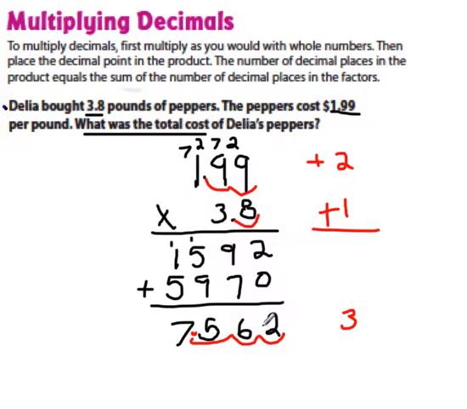So my answer is 7 and 562 thousandths. But because we're talking about money, because we're talking about cost, we can't have it with 3 decimal places. So we have to round off and come to the smallest number here. So my answer is going to be with 2 decimal places. So I have to look at this place value right here, and that's going to determine whether the 6 stays 6 or rounds up to 7. Okay, because this is a 2, 6 is going to stay the same. So Delia paid $7.56 for her peppers.